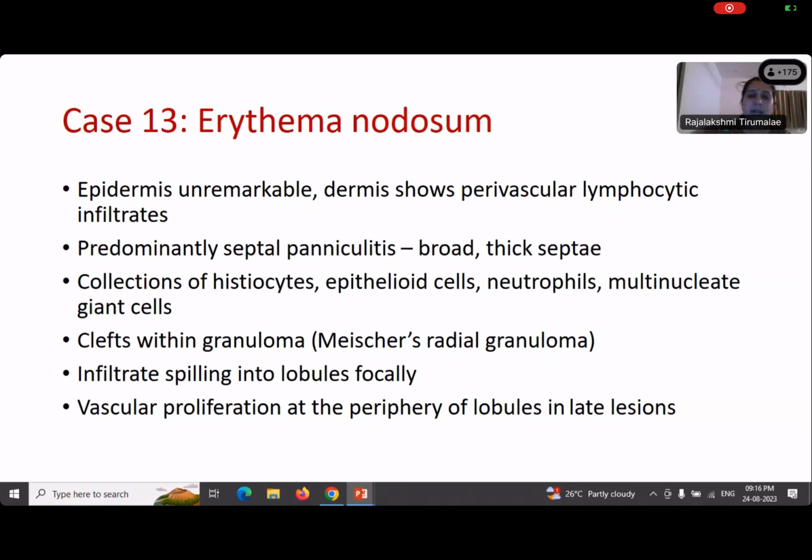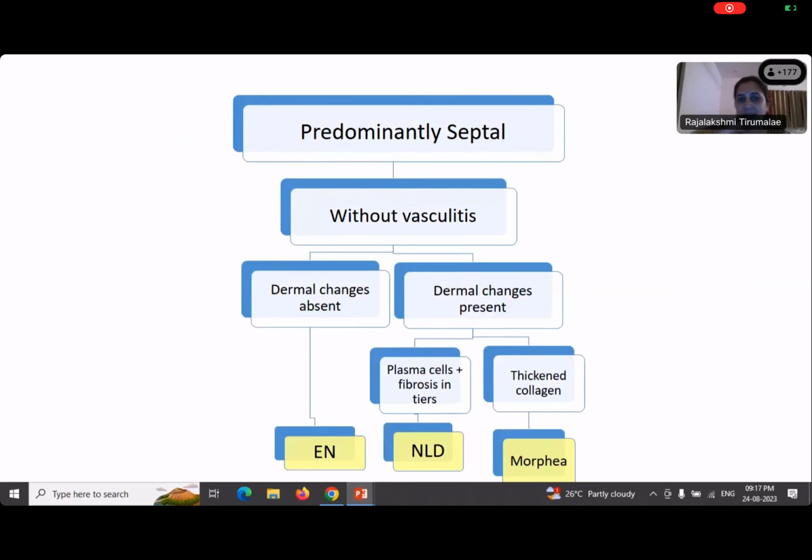Very often the lesions are biopsied quite late, and all we see is a vascular proliferation in the periphery of the lobules, something akin to granulation tissue. So we don't see the typical features in the late lesion, and clinically it appears just like a bruise. The lesions would have even flattened out by then. So that is erythema nodosum.